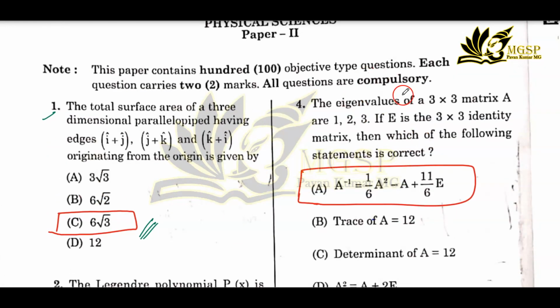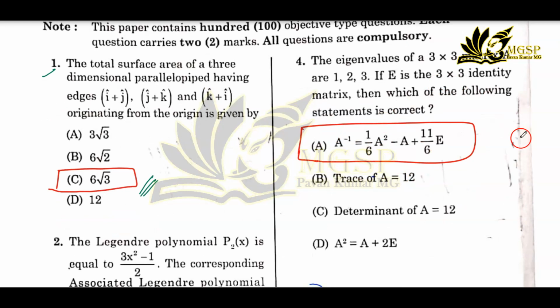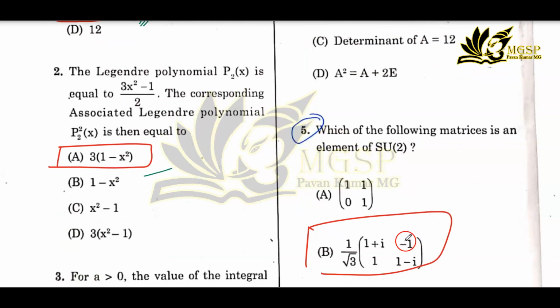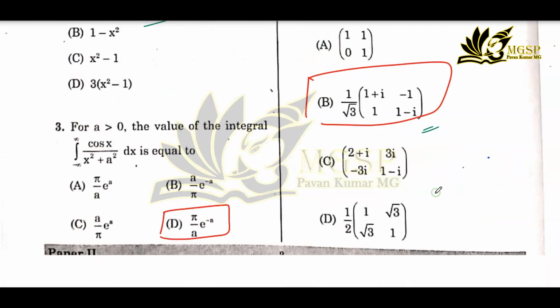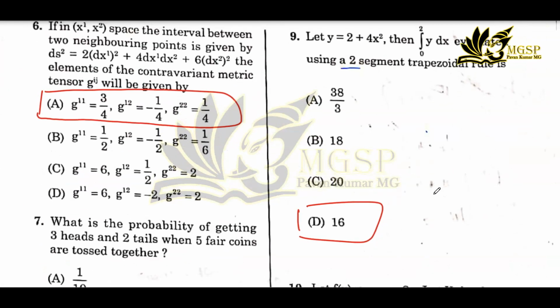And for finding the eigenvalues of a 3 cross 3 matrix, they have asked you to find the characteristic equation. So this was the characteristic equation I obtained. Again, they ask you to find the SU(2) matrix. For the condition of an SU(2) matrix, only this matrix satisfies that condition.